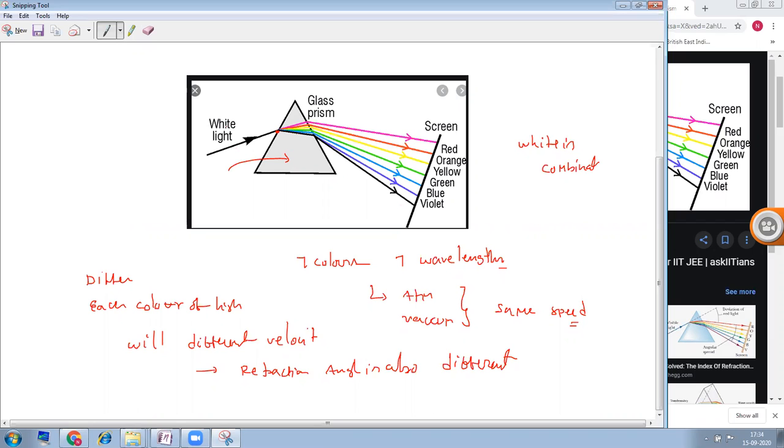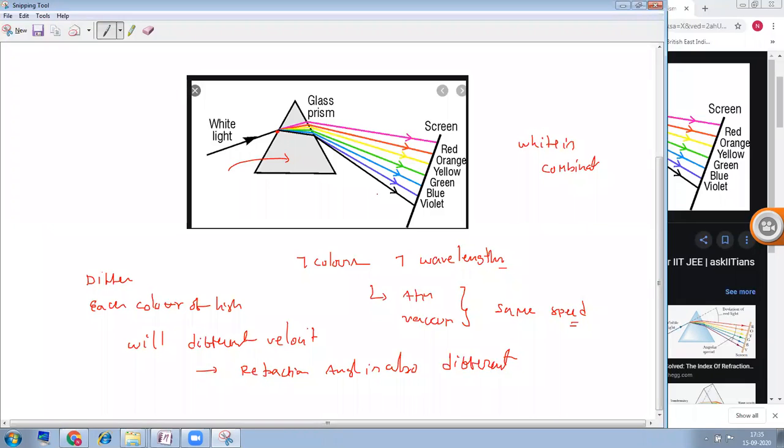In the case of air, all the wavelengths have the same speed, but inside the prism they have different speeds. If there are different speeds, we get different refraction angles. That's the reason all the colors split once the light enters. This is actually the main reason, for our level, even your 10th standard, you can see.